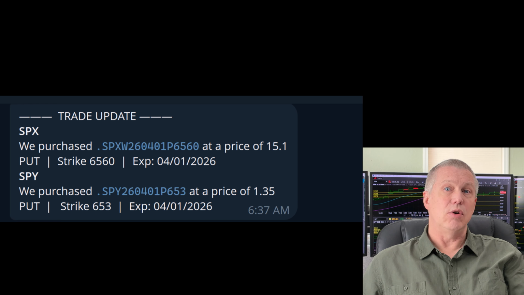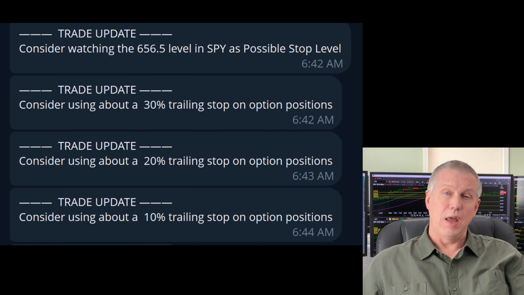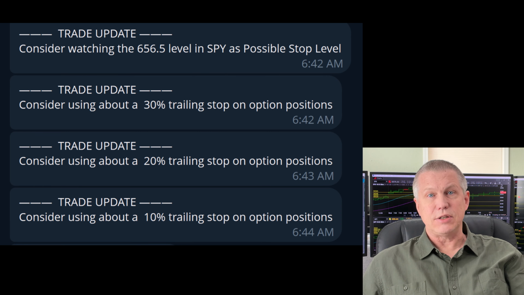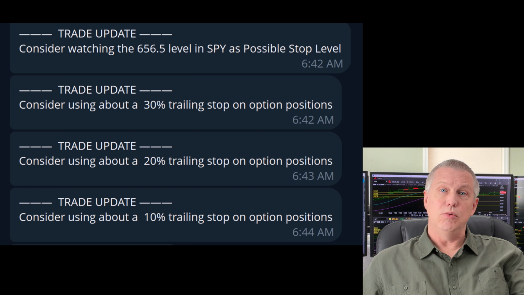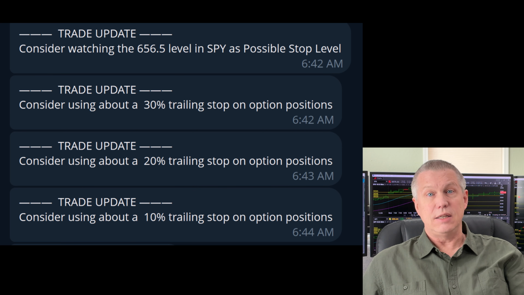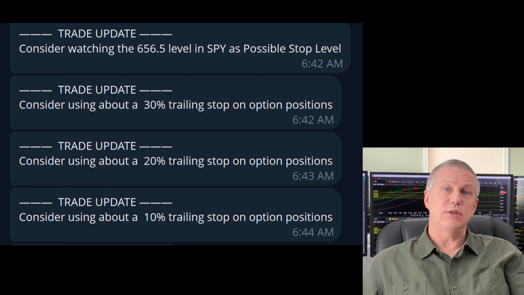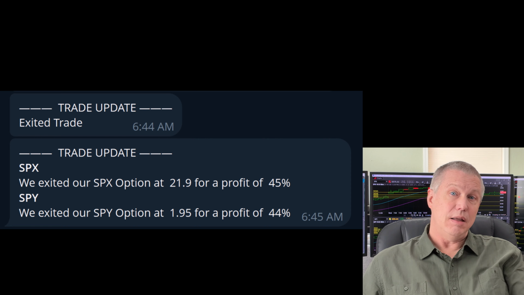Now here, the trade is entered shortly after the open. From there, the position is managed in real time, and you can see the updates being posted as conditions change. Risk is actively adjusted throughout the entire trade. And here, you see the stop moves from focusing on a key level to a 30% trailing stop, then to a 20% trailing stop, and then to 10%. So instead of trying to manage the trade on your own, you're seeing these decisions play out as they actually happen in real time. Then the position is closed, completing the trade.